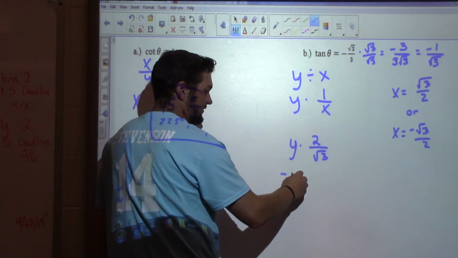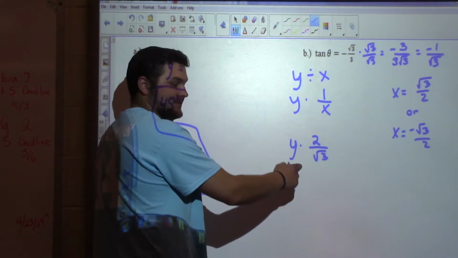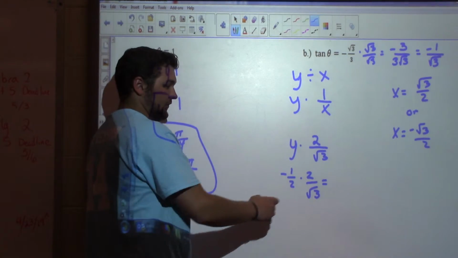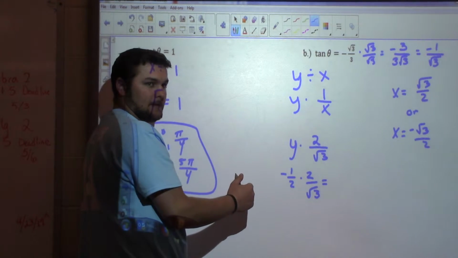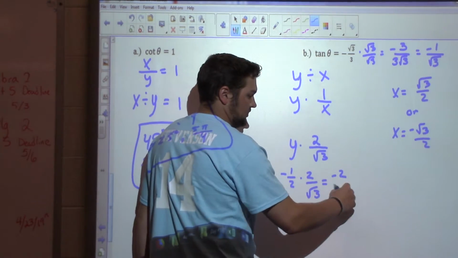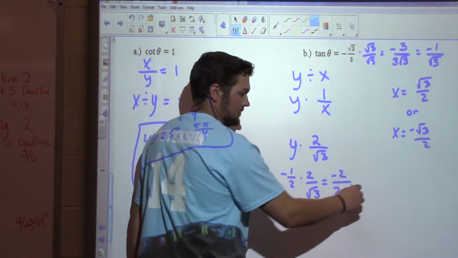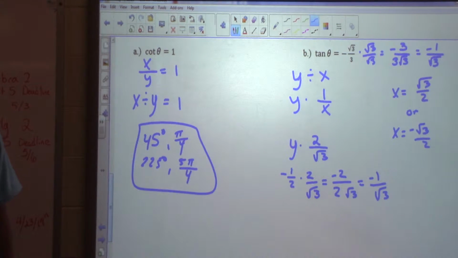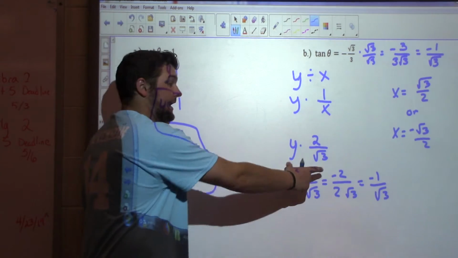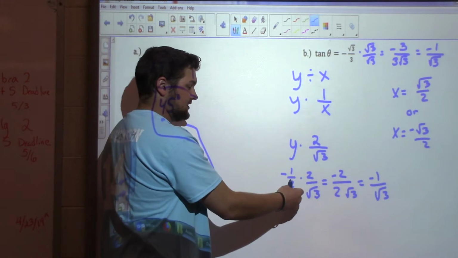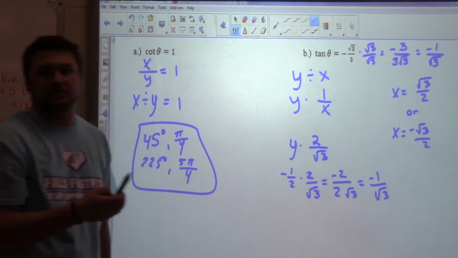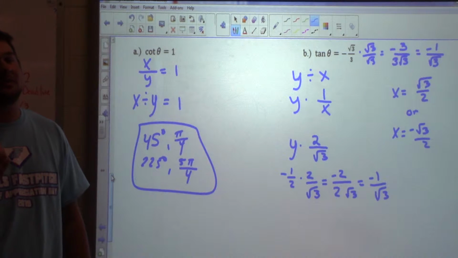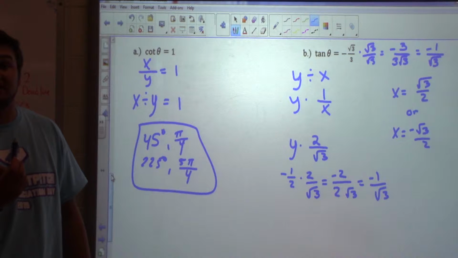So, negative 1/2. If y is negative 1/2, let's just double check this. I'm plugging that in. Okay? I get negative 2 over 2 square roots of 3, which is negative 1 over square root of 3. Is that what I was looking for? Yes. Okay, so I know that is one of my options. Where y is negative 1/2, x is square root of 3 over 2. Does that make sense? Like I said, there's no easy way to do these problems. They really suck, to be 100% honest.